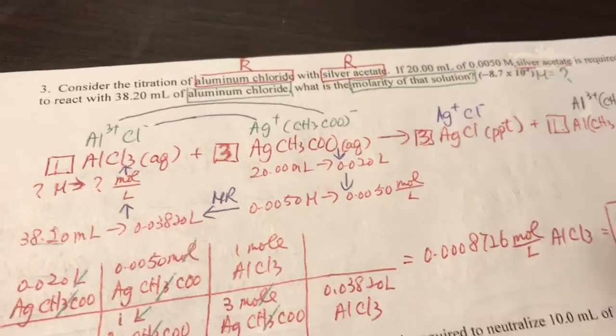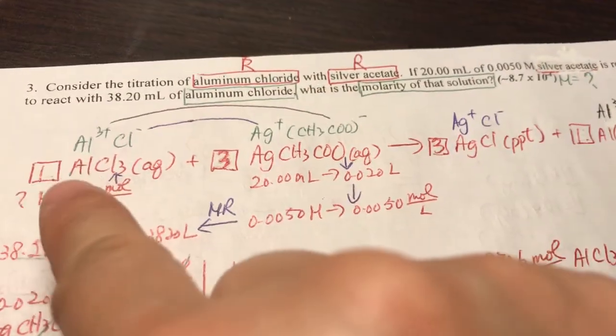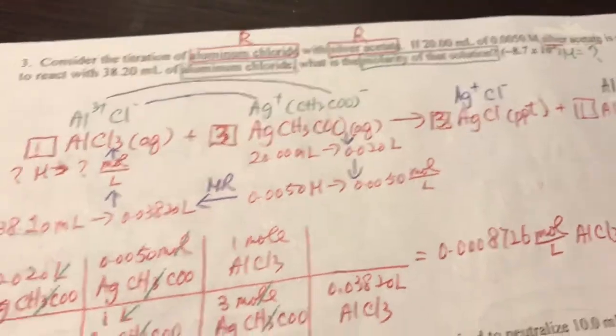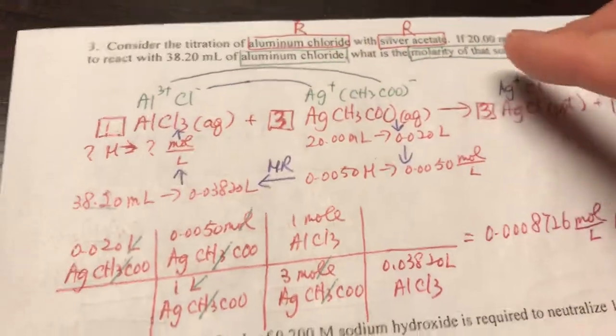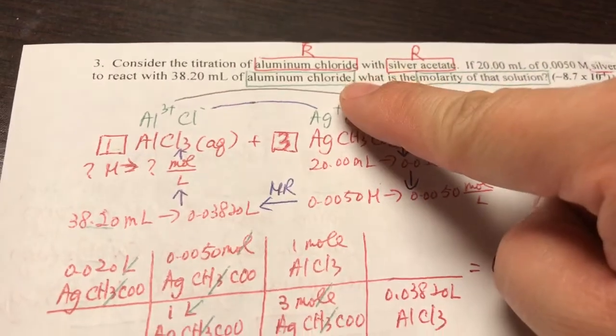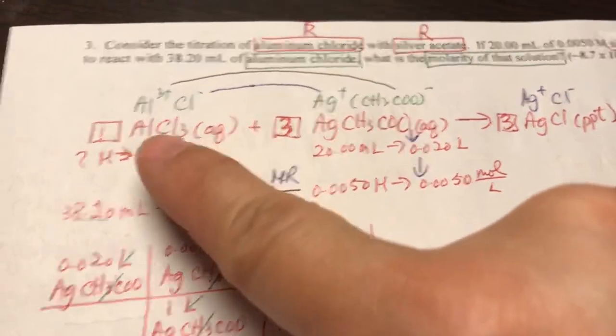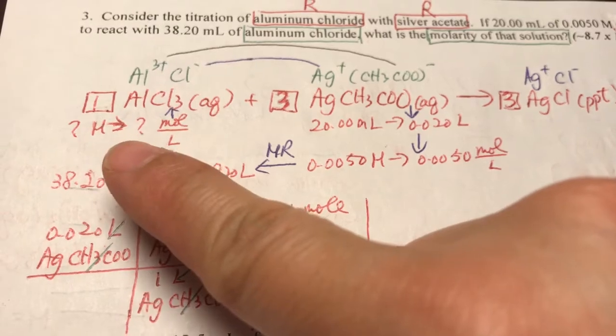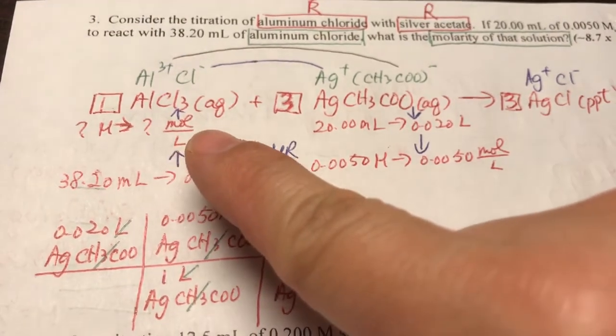Okay, I'm not going to repeat how to balance. You should know. You will get 1, 3, 3, 1. And after this, we start to have the question mark box. So my question mark is molarity of aluminum chloride. So underneath aluminum chloride, I put question mark molar, and change it to question mark mole over L.